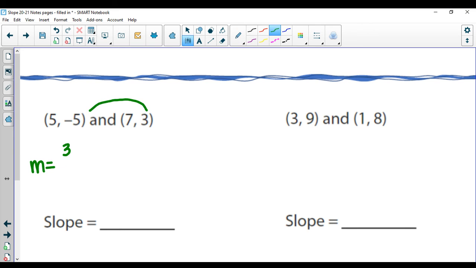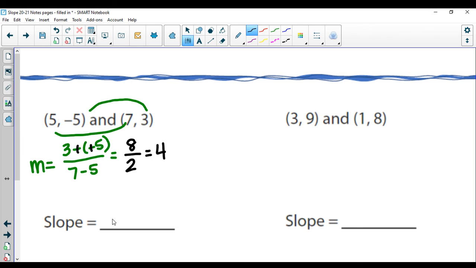So for my y's, I'm doing 3 minus a negative 5. And for my x's, I have 7 minus 5. Using my integer rules, add those together. That's going to give me an 8. And 7 minus 5 is 2. So 8 divided by 2 is a positive 4. So my slope is just 4.